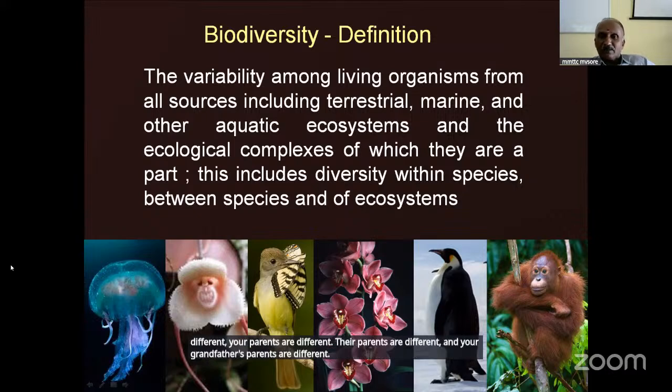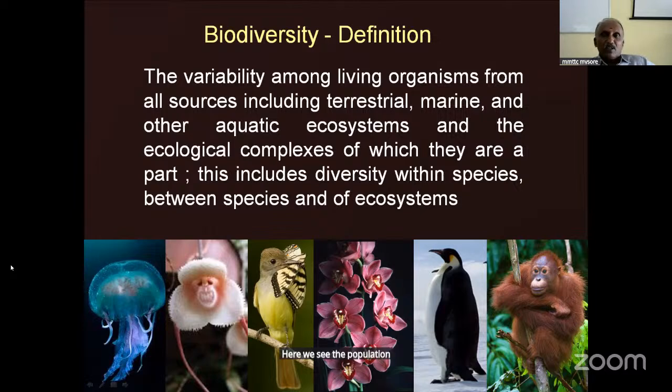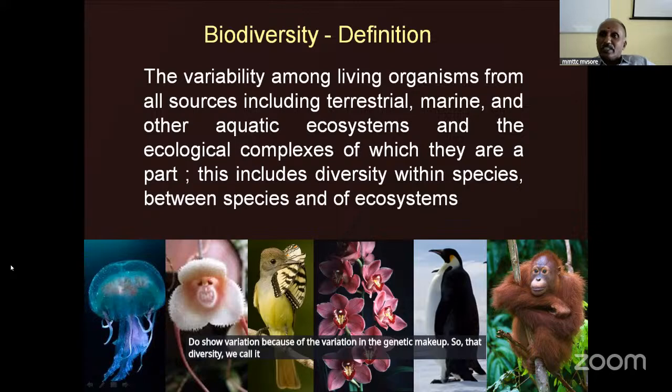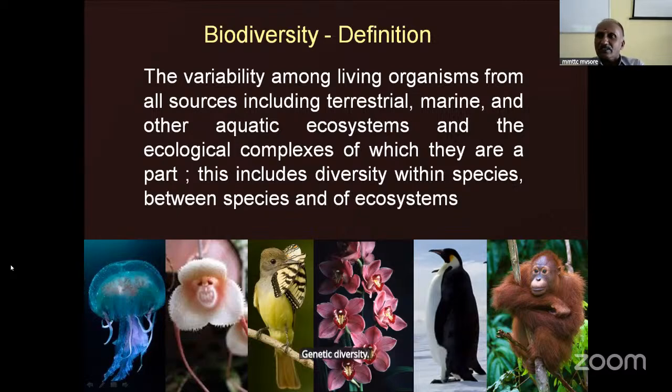So likewise, here we see the individuals of a species do show variation because of the variation in the genetic makeup. That diversity, we call it genetic diversity. Biodiversity may be of one kind called genetic diversity. In other words, biodiversity is classified into 3 kinds: genetic diversity, species diversity, and ecosystem diversity.